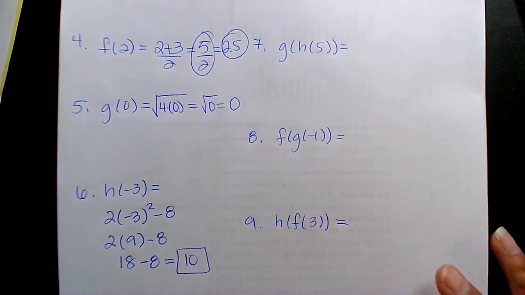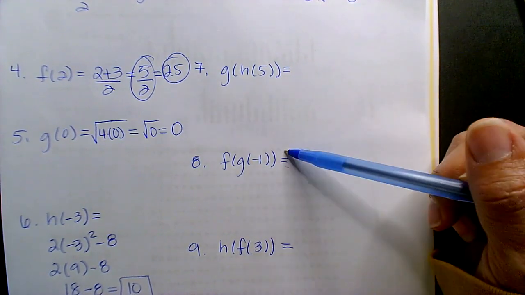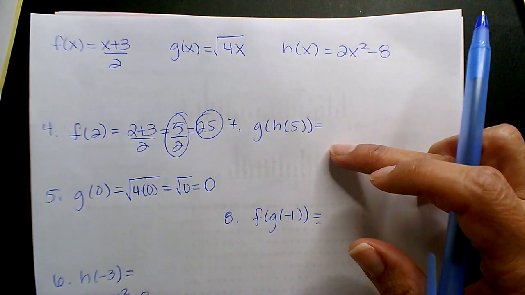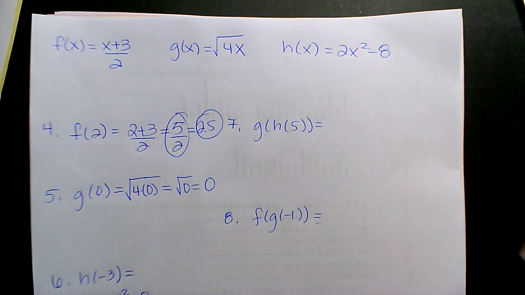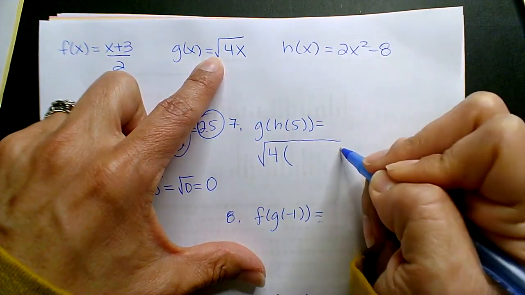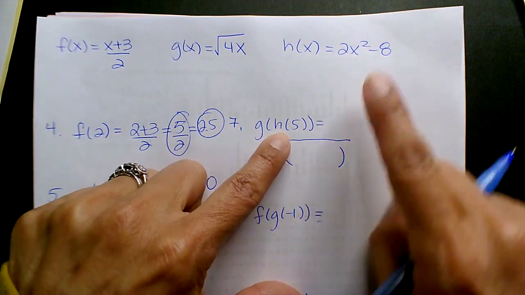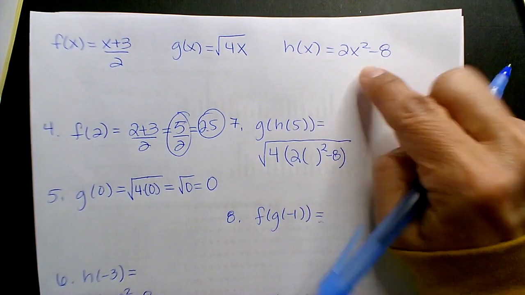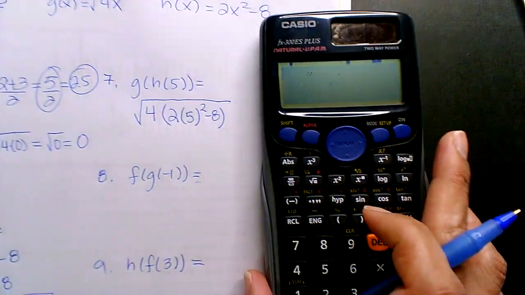You guys did great on that row. Okay, so 7, 8, 9. Usually the middle one, you guys got 7 and 9 correct. 8 was just because you got an i. So look, h of 5, and then g. I'll do it in one step, but you're welcome to do it in 2 steps. If I take the g function, it's the square root of 4, and then instead of x, I'm going to put parentheses, because that's a placeholder. Then h is 2x squared minus 8, and in place of the x, I'm plugging in a 5. So you can throw all that into your calculator.